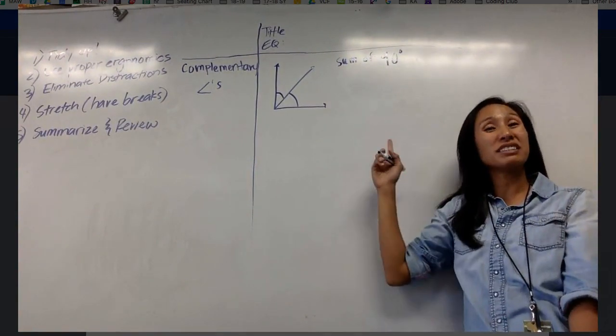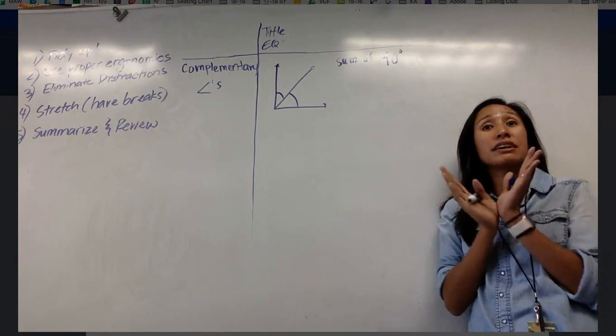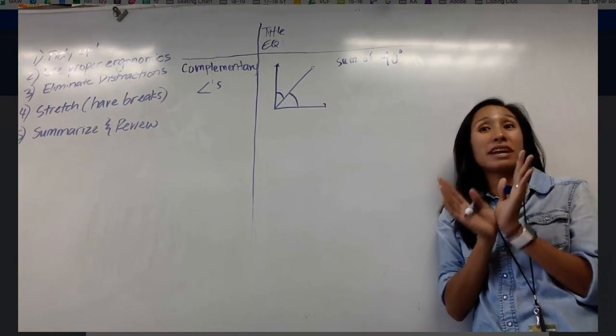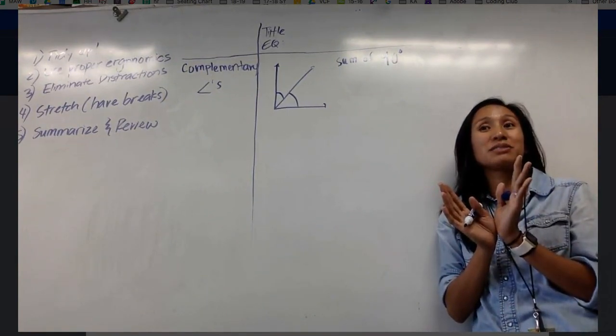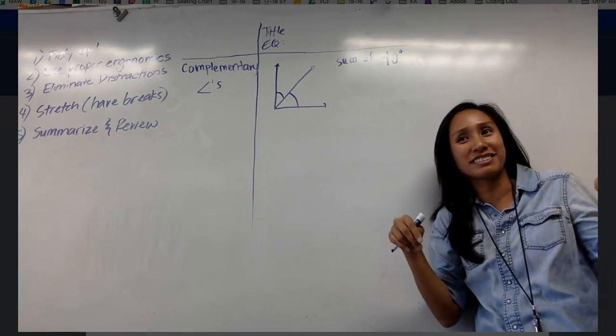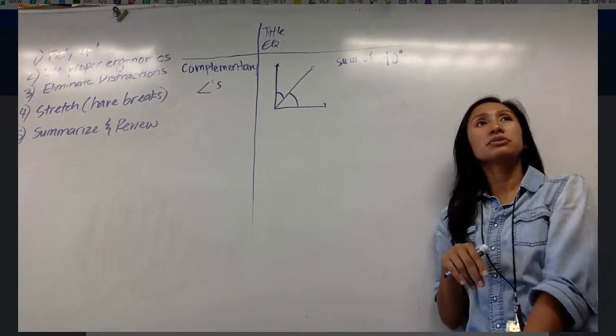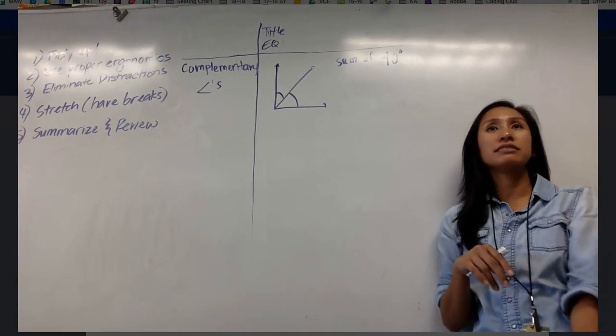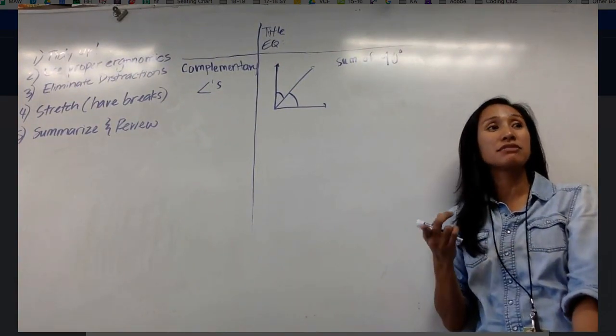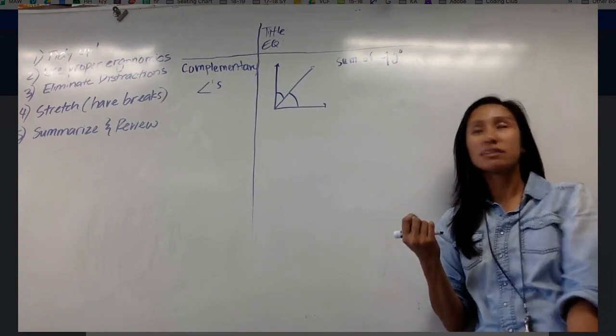And they don't have to be next to each other, but just know that together they make a right angle, so 90. If they have the sum of 90 degrees, if you know one, can you technically find out what the other measurement is? Yes.